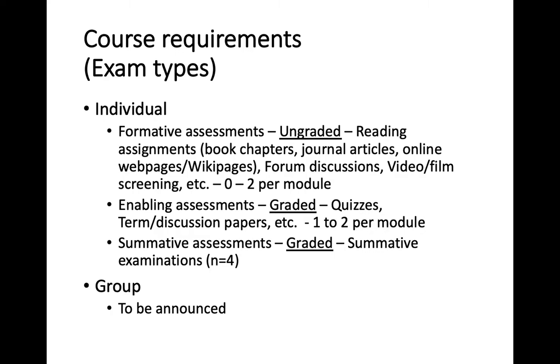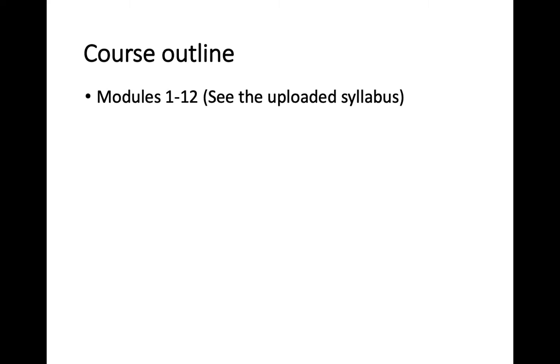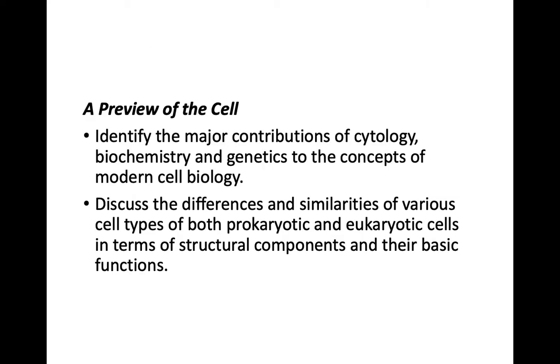Okay, so enough about the course requirements on exam types. We'll now cover the course outline, the things that we will be discussing in the lecture. There are 12 modules. The first module is dedicated as the course orientation week. So this recorded session is actually part of module number 1. After this week, we're going to proceed to module number 2, which will be all about the cell.